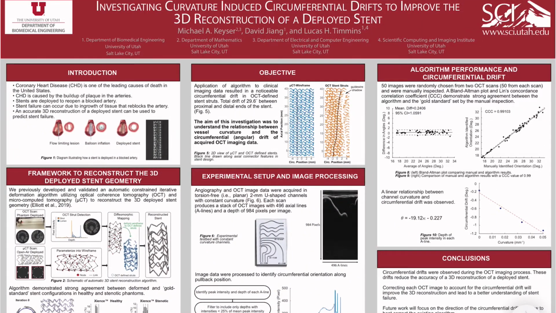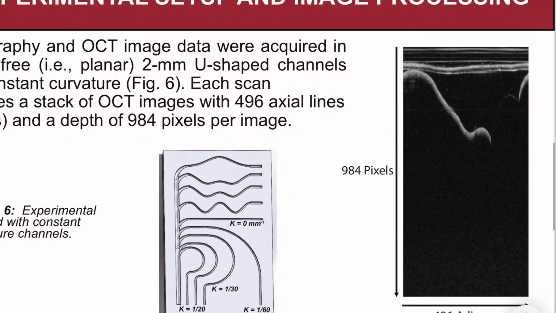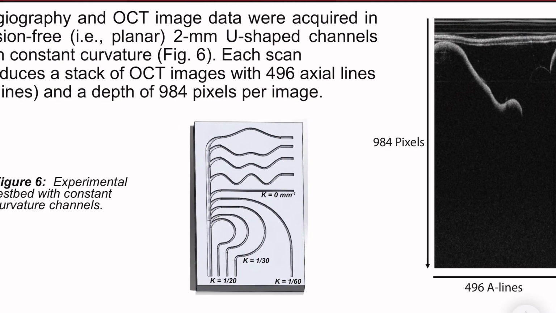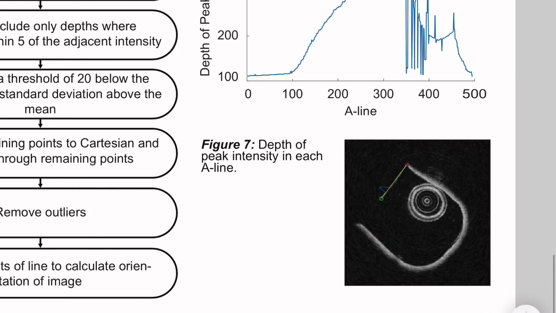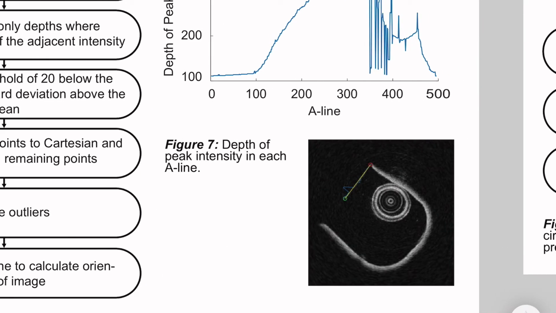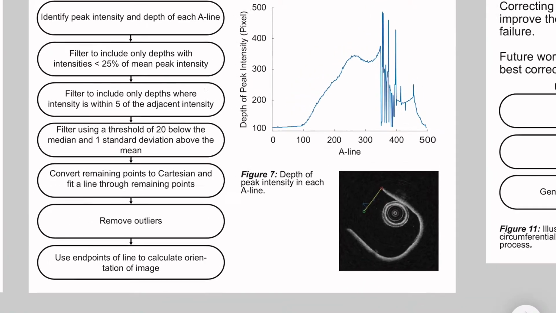To better understand the relationship between curvature and circumferential drift, OCT scans of 4 constant curvature channels were performed. The angle of each image would be calculated, as shown here, and the change in image angle across the image stack would quantify the effects of curvature.